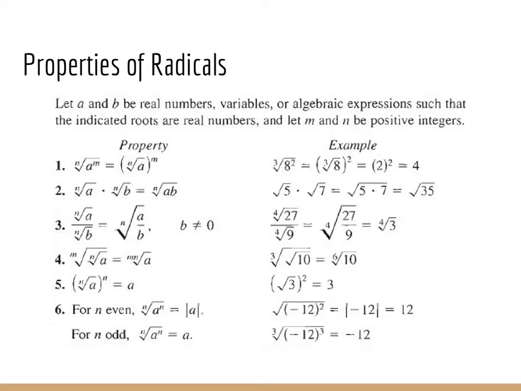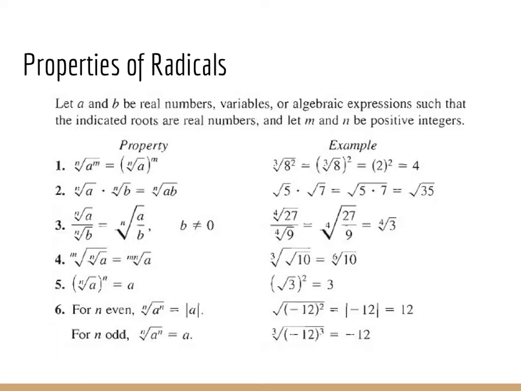Number 3, the nth root of a divided by the nth root of b. This is the same thing as the nth root of a over b. And we use this statement of equality often in both directions. So sometimes we will split up that radical, and sometimes we actually want to take the two radicals and put them together as one. Note again, b cannot be equal to 0 here because it is in the denominator.